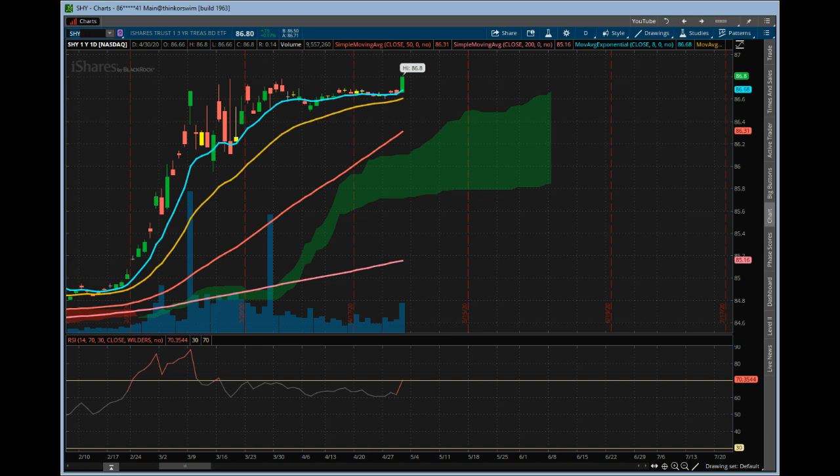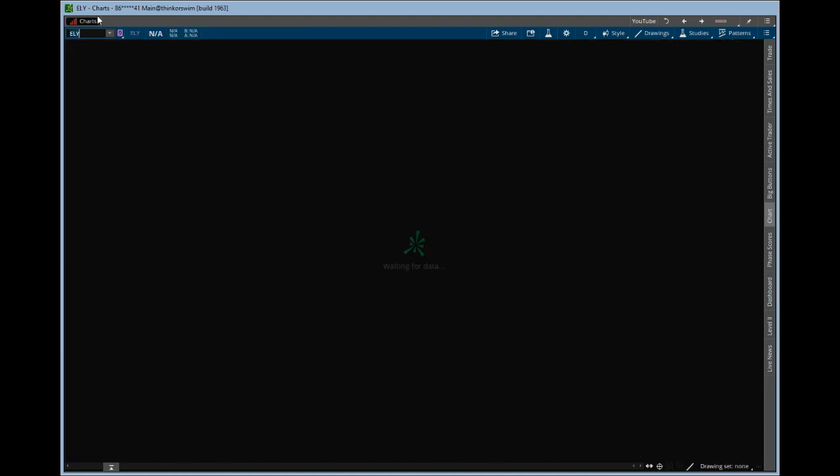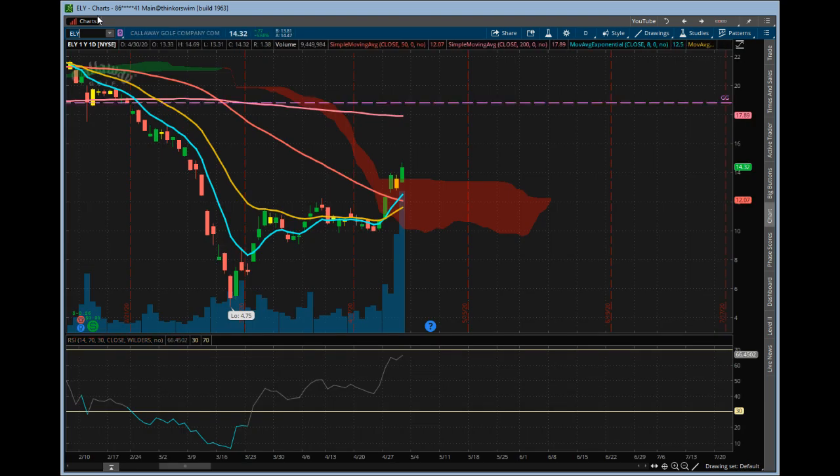Okay. And the SHY. Okay, so you've got your Treasury ETF right here. We got a little bit of a triangle breakout on this one here today. So that looks nice. Good volume on that one. That looks pretty bullish. Just be careful with these ETFs. But nice one on that. And then ELY. Yeah, nice candle on this one as well.